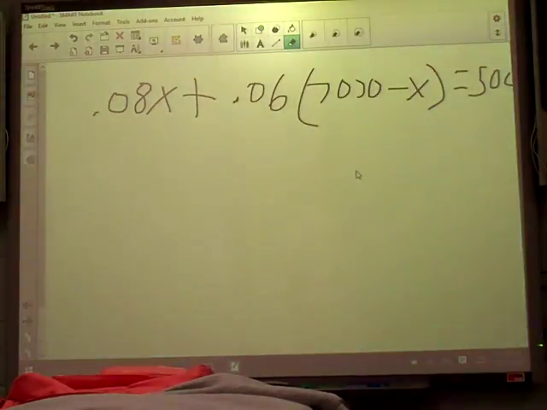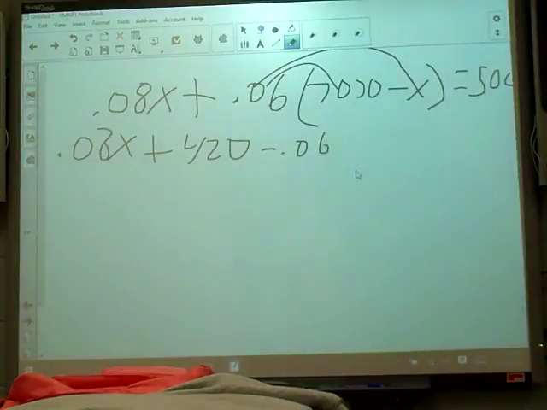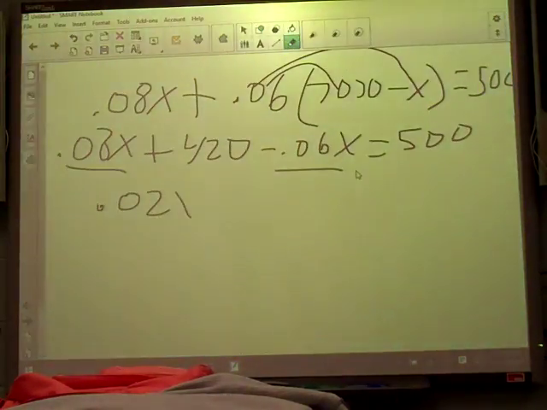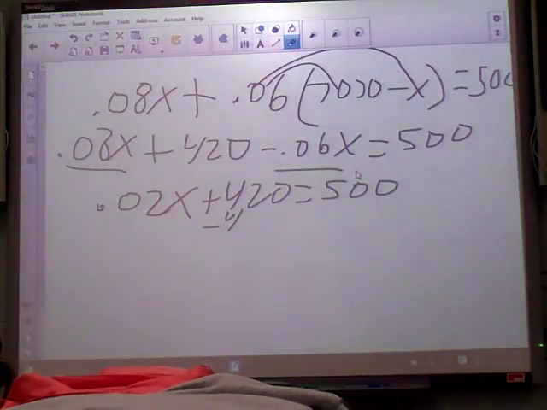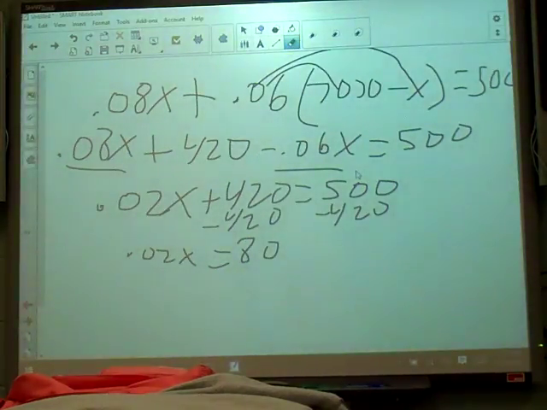All right, so distribute that 0.06. I'm going to end up having 0.08x plus 0.06 times 7,000. That got me 420 minus 0.06x is equal to 500. Now your like terms, 0.08 minus 0.06 is 0.02x. Subtract your 420. 0.02x is equal to 80. Divide by your 0.02. And that got me x is 4,000.